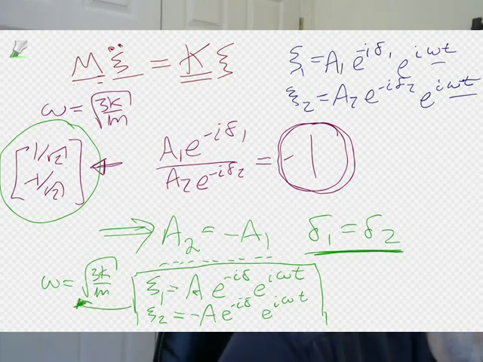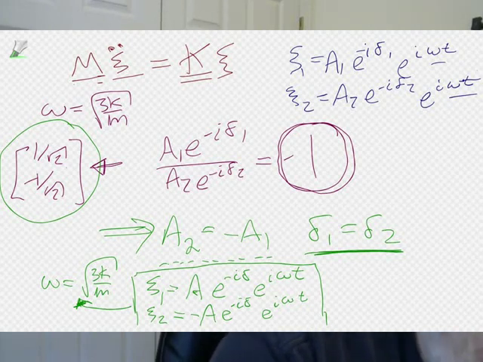Here's this whole thing, e to the I delta. If delta is not 0 or pi, you're going to have an imaginary component, which is then going to mix with the other imaginary component. So A and delta are determined by initial conditions.